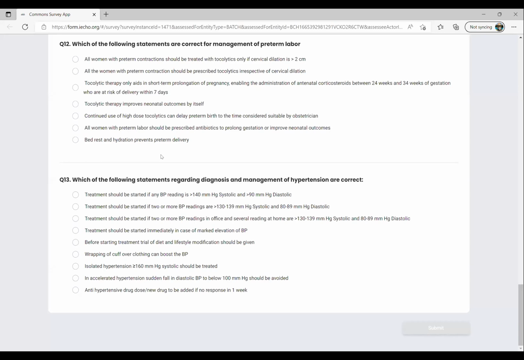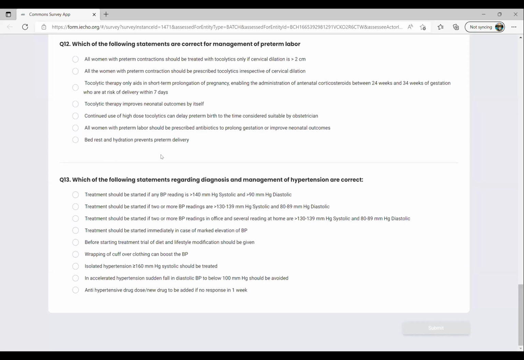So you need to have at least 2 readings in the office, separated apart, and several readings at home to be able to say that this person is hypertensive. Otherwise, if we do not recognize these issues, we may unnecessarily treat some patients. Of course, diet and lifestyle modifications, the non-pharmacological treatment, are equally important in the management of hypertension. When it is borderline stage 1, perhaps these have more role, but eventually you may need antihypertensives to treat.